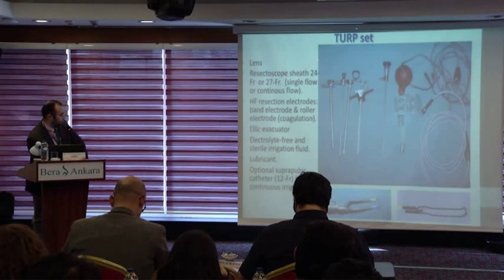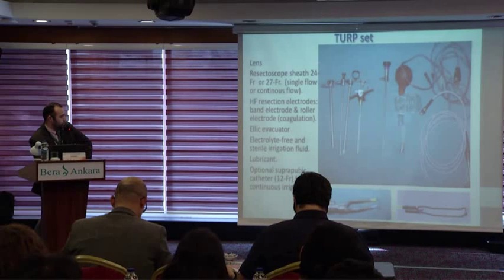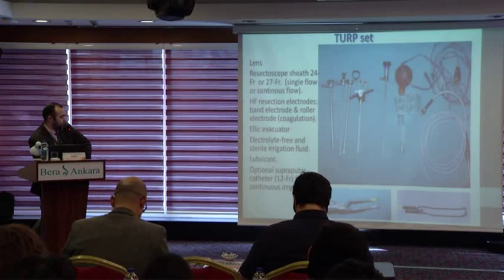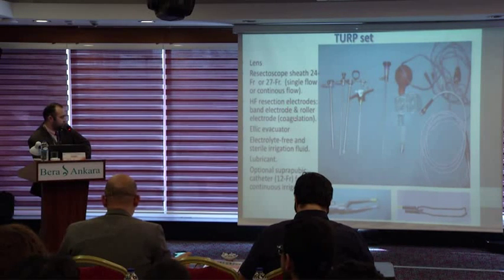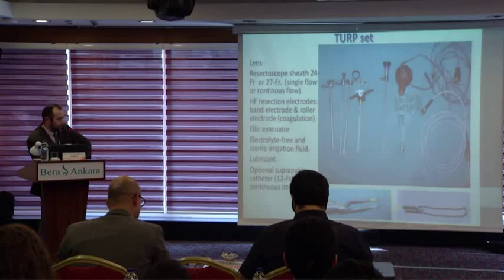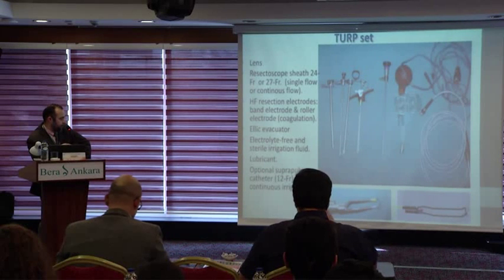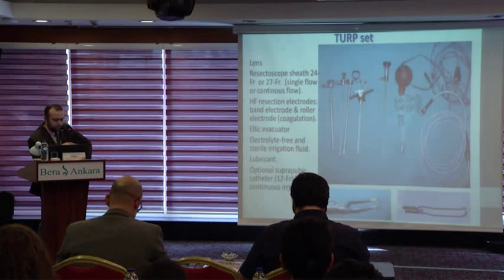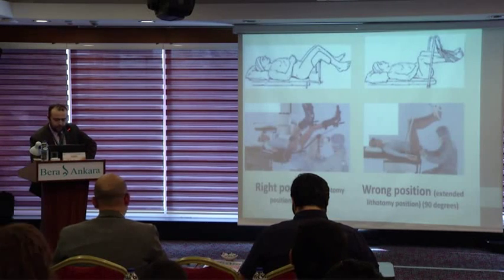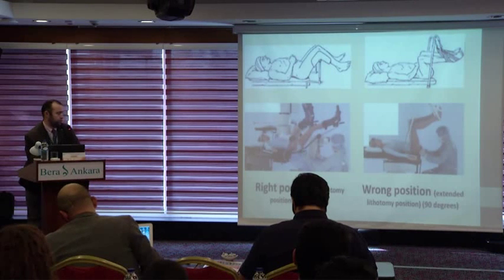The lens and the endoscope are the main equipment, along with the resection electrodes that we use for resecting the prostate tissue, and an evacuator for collecting the parts of the prostate that we have resected, and also electrolyte-free and sterile irrigation fluids, lubricants for the devices, and an optional suprapubic catheter, but we are using a continuous flow system nowadays.